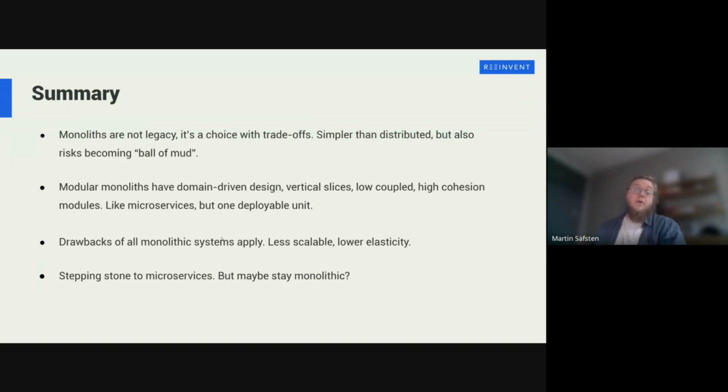Some companies just stopped there and accepted this. The modular monolith was enough. It fixed a lot of the problems that they had. But microservices were not the answer. Good domain-driven design was the solution for their problem.